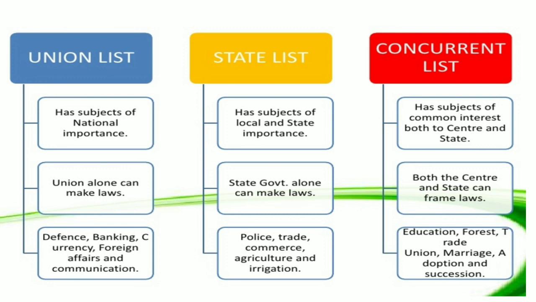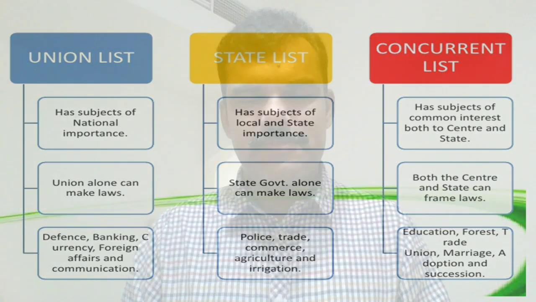Second one, state list. Some areas come under the state list. Regarding the state list, only the state government can make law, such as police, irrigation projects. Like so many areas are concerned, the state government is making law. The central government cannot control the state government in these areas.